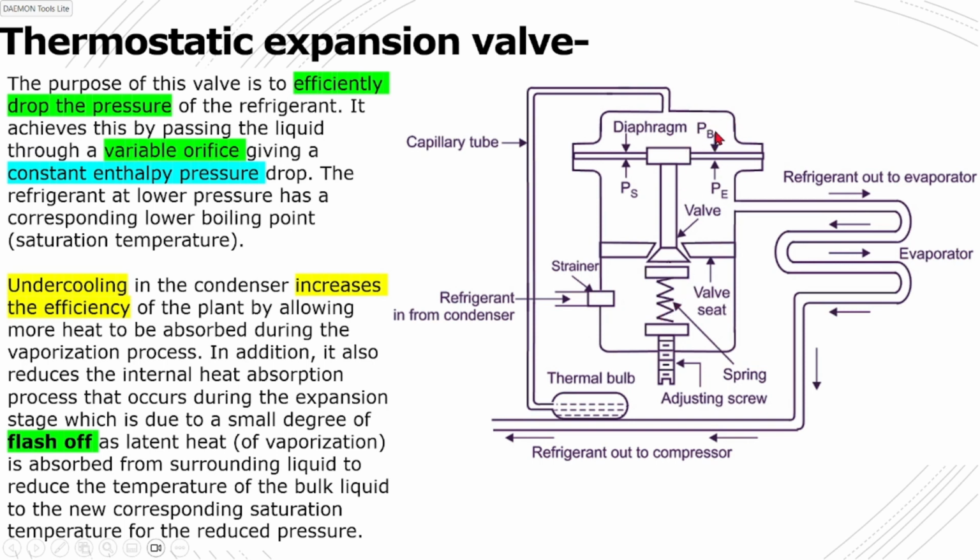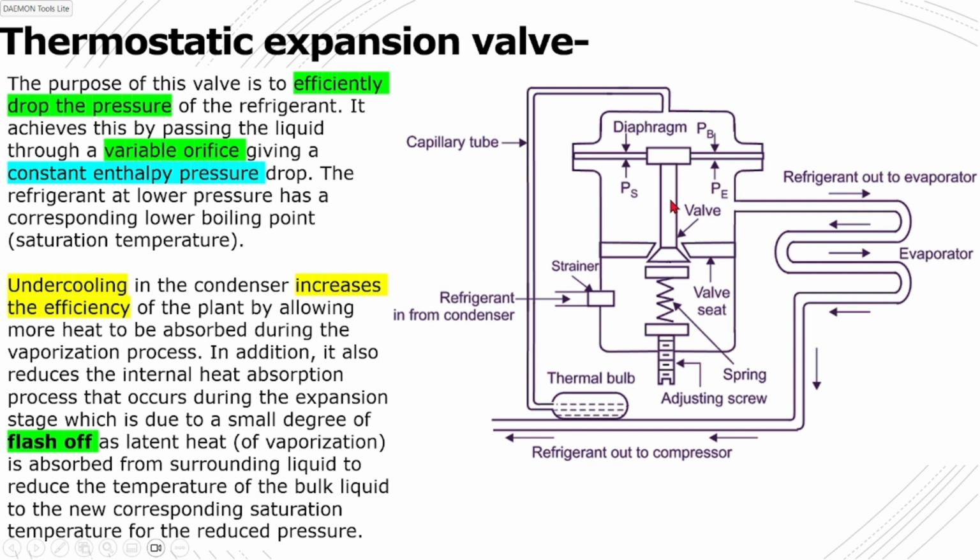So we call it bulb pressure PB, acting against the spring pressure PS. And this one starts to open. So then more refrigerant will enter the evaporator and cool down the evaporator, right? And then again the bulb will cool down and close the expansion valve.